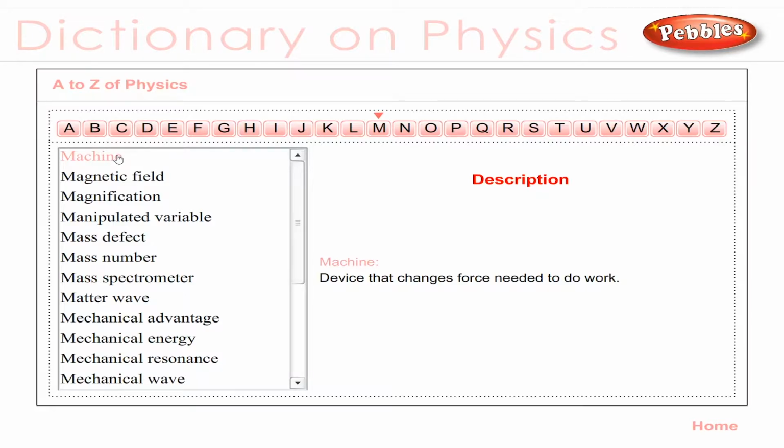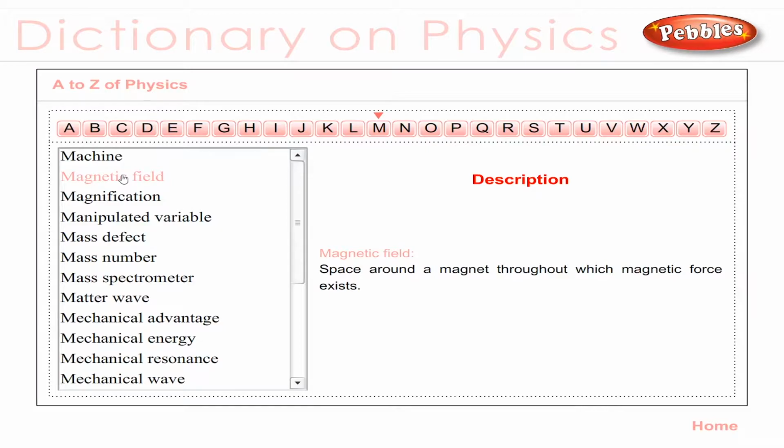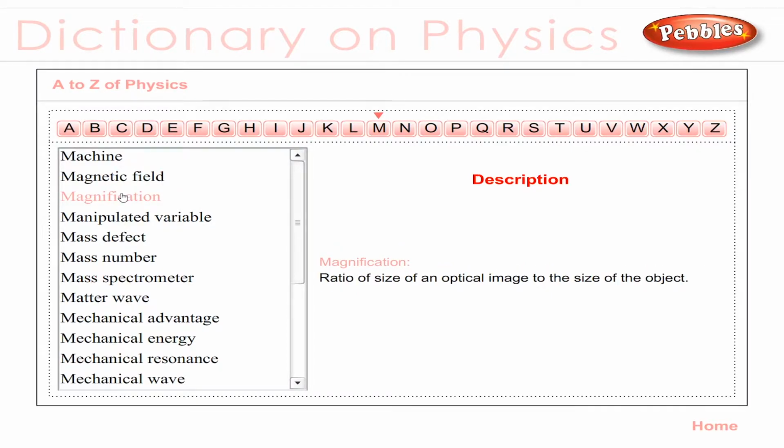Machine. Device that changes force needed to do work. Magnetic field. Space around a magnet throughout which magnetic force exists. Magnification. Ratio of size of an optical image to the size of the object. Manipulated variable. Variable that the experimenter can change.